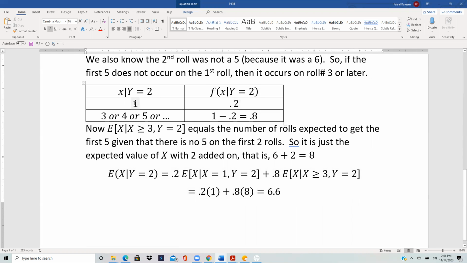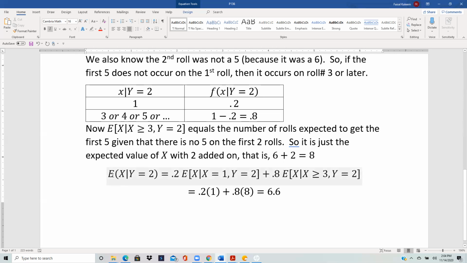X is 1 and y is 2. So the probability of this is 0.2. Or you could have the expected value of x given x is greater than or equal to 3. Remember, x can be 1, 3, 4, 5, or so on. So 1 is a different thing because it has this probability, and then 3, 4, 5 is a different partition. So we'll lump them all together. So this is capturing the 3 or 4 or 5 or so on. And the probability of this happening is 0.8, like here.